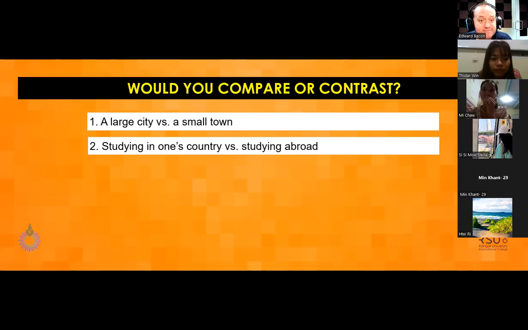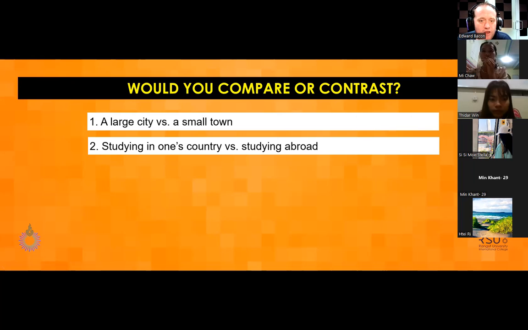Can you read this? Study in one's country versus study abroad. Okay. So for this one, would you compare or contrast? I would compare. Okay. So for example? Because both are studying, only the place is different. Okay, very good.